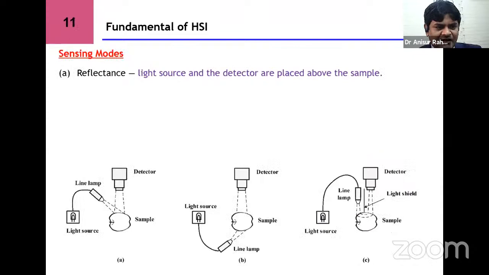Then we have some sensing modes. One is reflectance. In reflectance, like figure A, you can see the light and detector are placed above the sample on the same side. If you put the light on the fruit, the surface reflects the light and the detector catches the reflected light. This is one system. Usually we use it for the chemical quality of the sample, external and internal, but for some horticultural crops, like a nut or a durian, the surface is very hard and light penetration is very low.